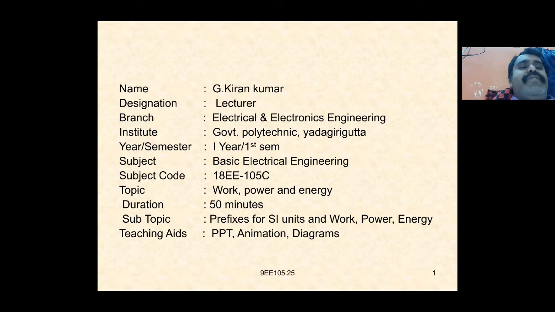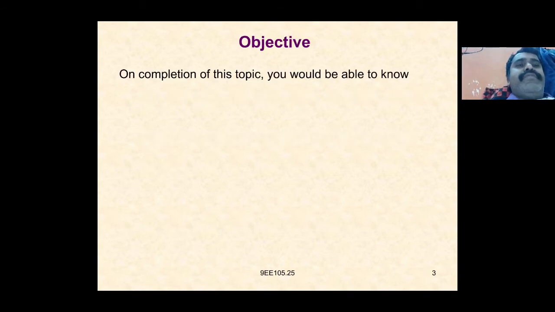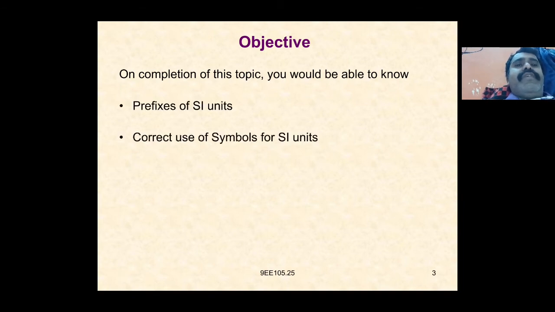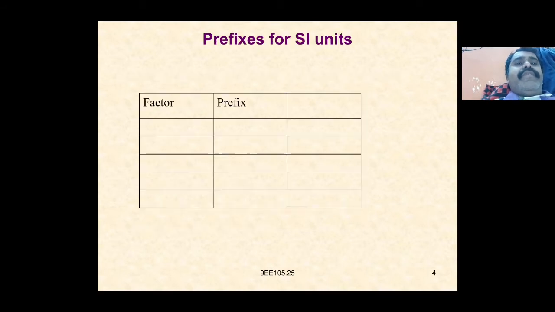Now we see the prefix for SI units of work, power and energy. In the previous period we have discussed problems on series and parallel combination circuits. On completion of this topic you will be able to know the prefix of SI units, correct use of symbols for SI units, work as an electrical quantity, and work as a thermal quantity. Factor 10 to the power of 24 has the prefix yotta, and the symbol is Y. 10 to the power of 21 is zetta, and the symbol is Z.